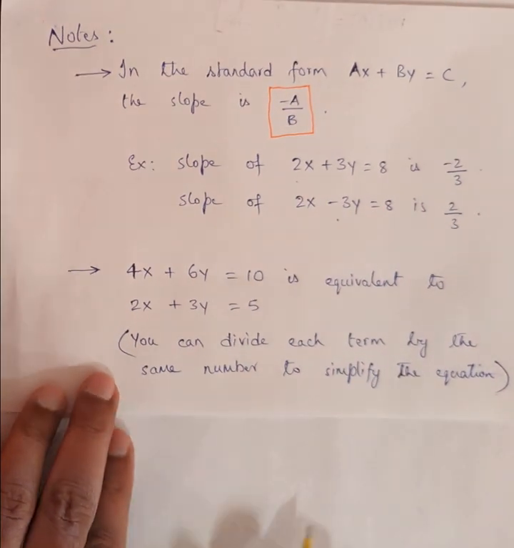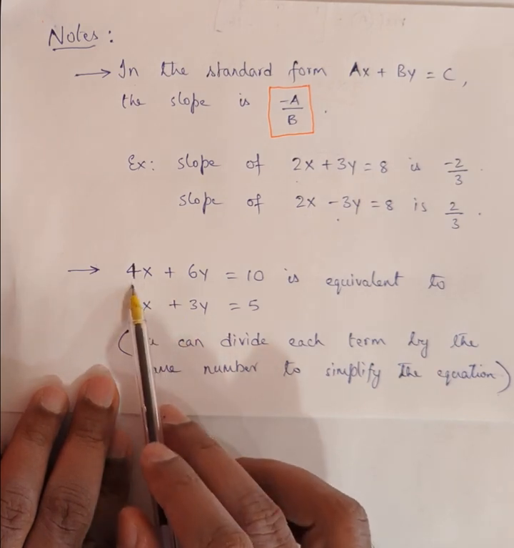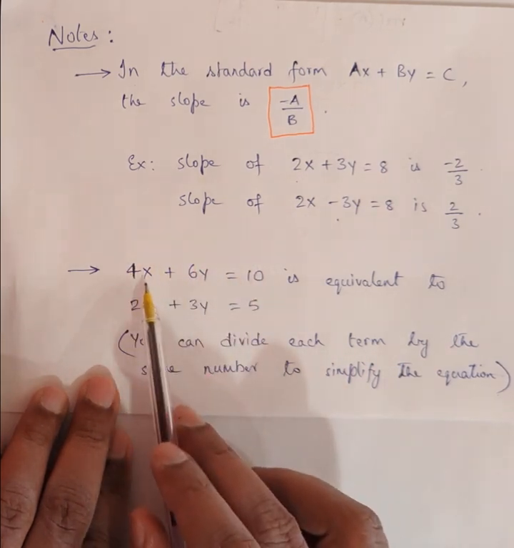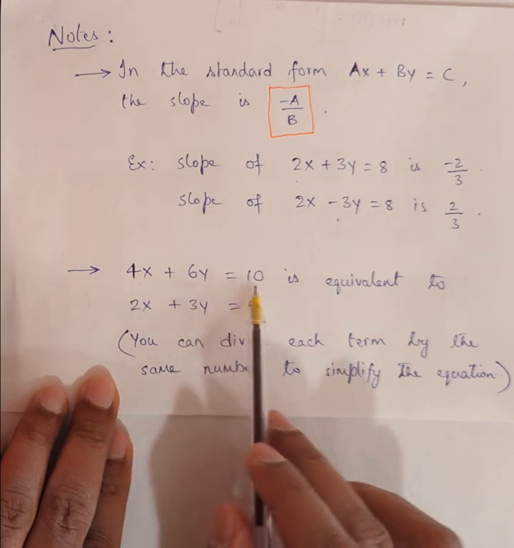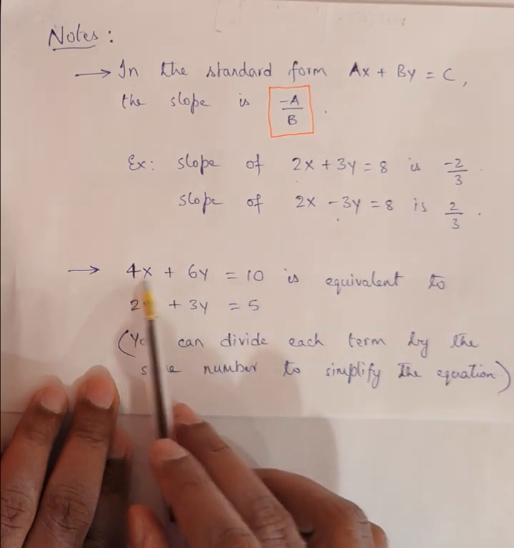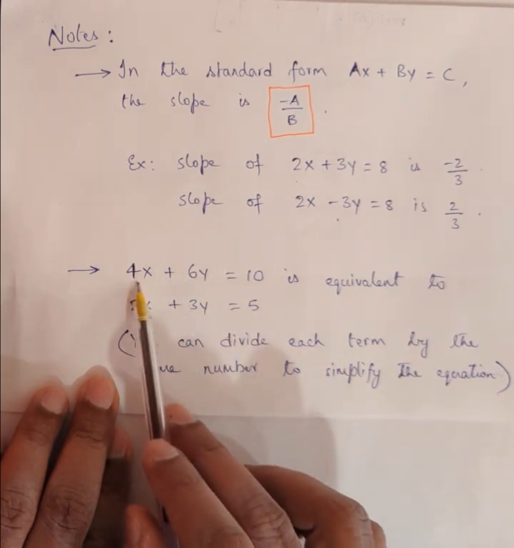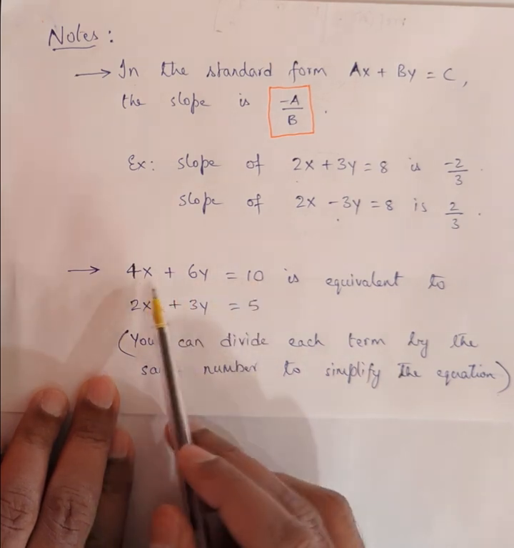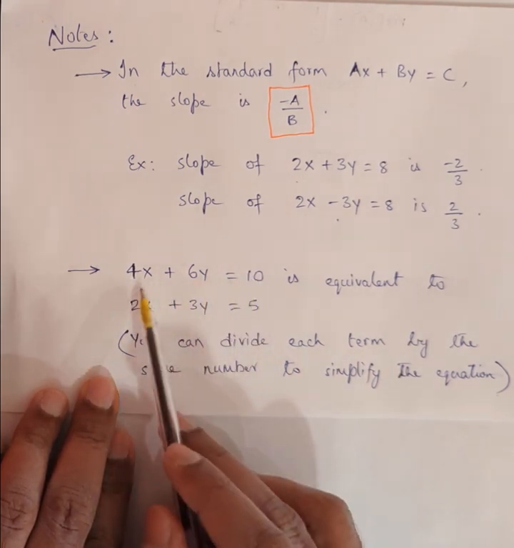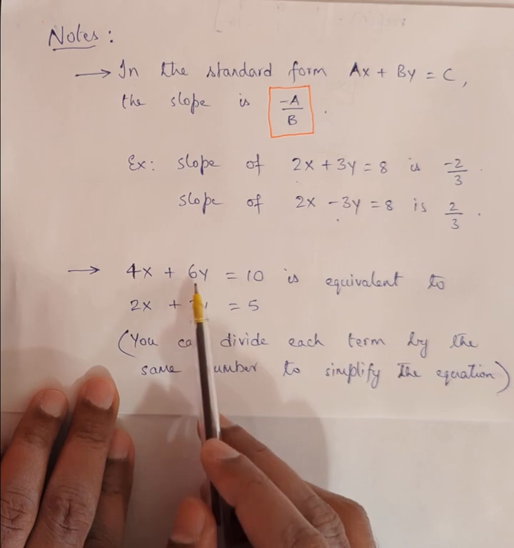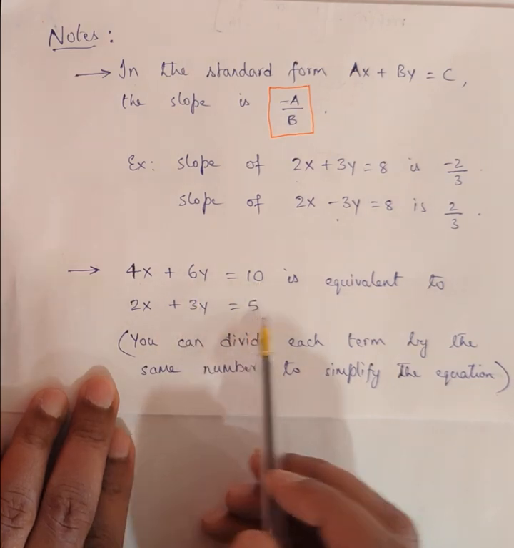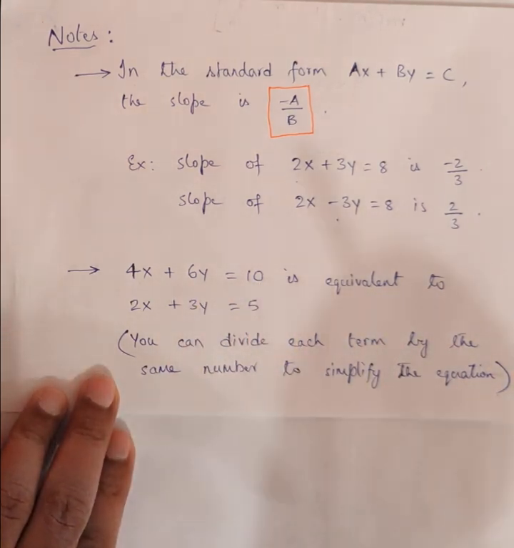The other note I want to make is, if you have an equation that has a common factor, like 4x plus 6y equals 10, they are all even coefficients: 4, 6 and 10. So I can cut each of the coefficients in half. 4 becomes 2, 6 becomes 3 and 10 becomes 5. And that's what I said.